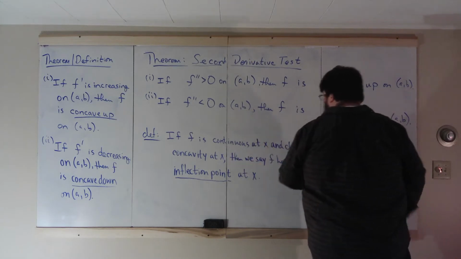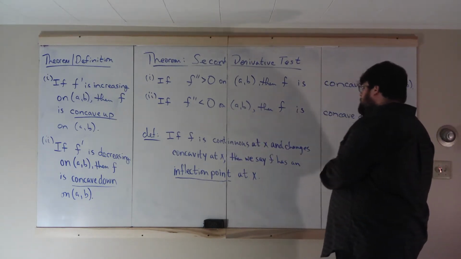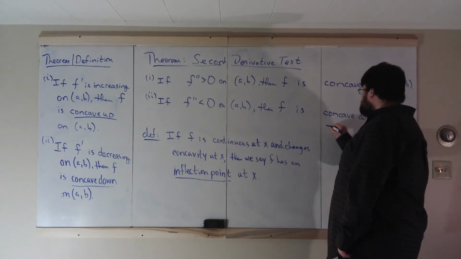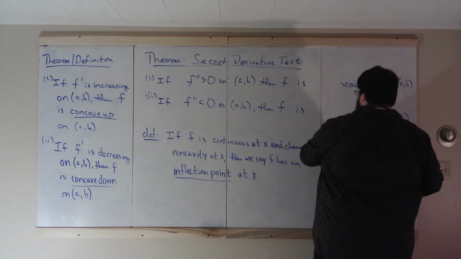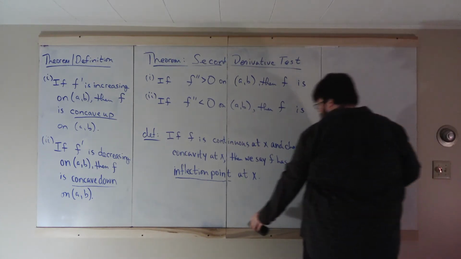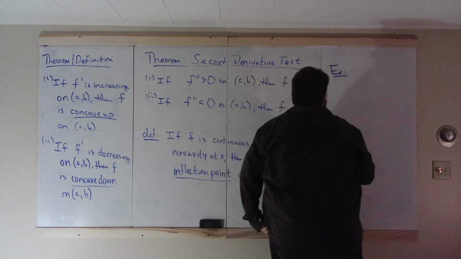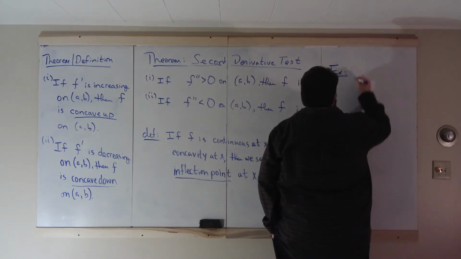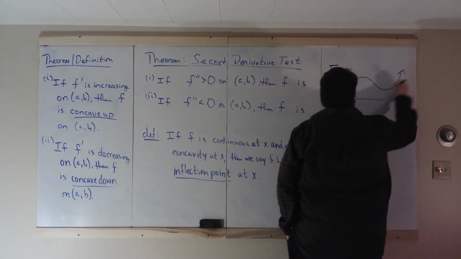So we have this definition. If f is continuous and changes concavity at x, then we say f has an inflection point at x. And I'm going to illustrate this definition with two examples, one where it is continuous and one where it's not continuous, but concavity changes. So an example of this definition is something that looks like, say, this.